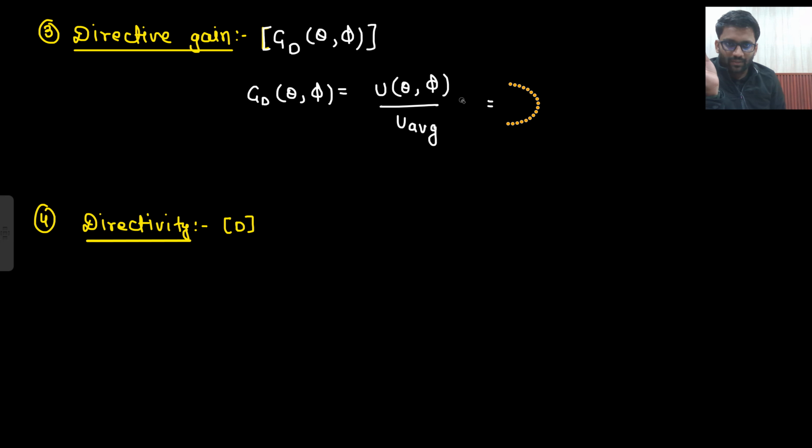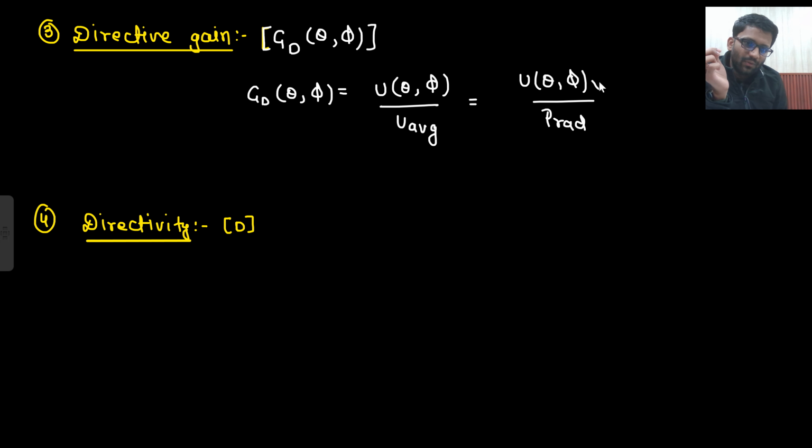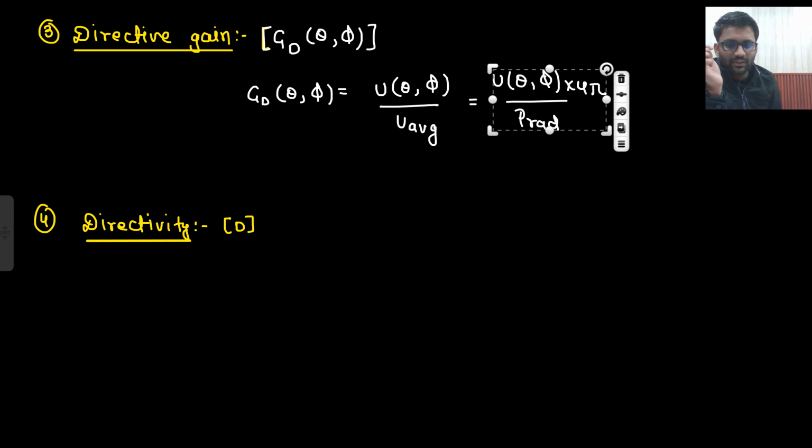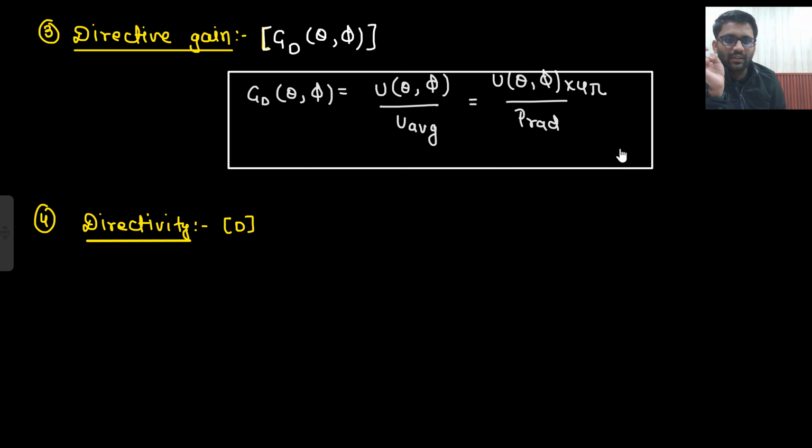So let's write it down in a better manner. This U theta comma phi will remain there as it is. Then what will happen? U average is P radiated into 4 pi. So you need to keep this in mind, because U average will not be directly used. What will be used is that U average is P radiated upon 4 pi. So this formula will be used more. That's why I will put this in a complete box.